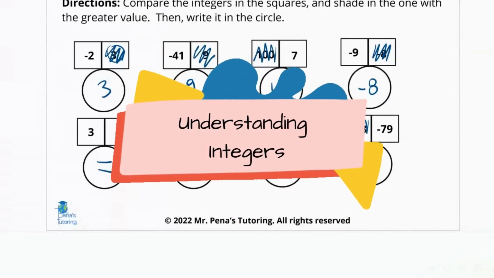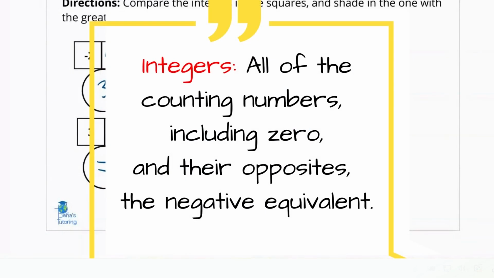So this was understanding integers. Remember that integers are all of the counting numbers, including zero and their opposites, the negative equivalent.